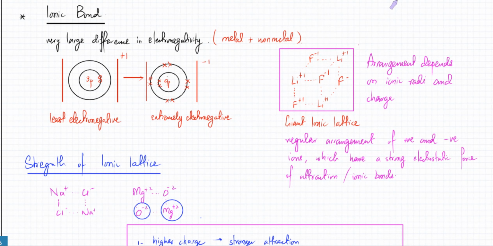So that's your giant ionic lattice, in which there's a regular arrangement of positive and negative ions. They would all be sticking to each other. They would all be attracted to each other. And the force of attraction is going to be an electrostatic force of attraction between positive and negative ions.